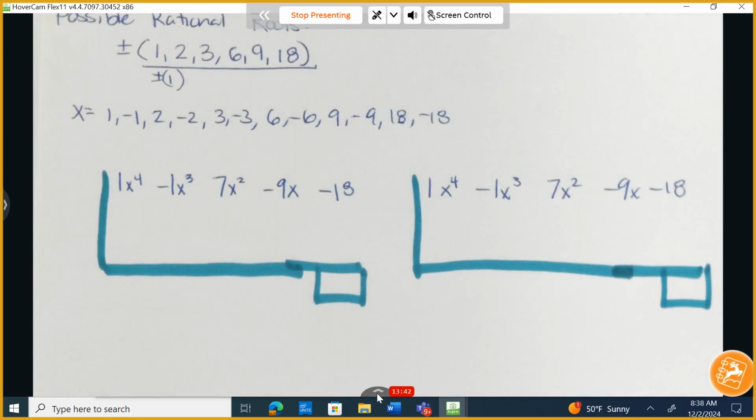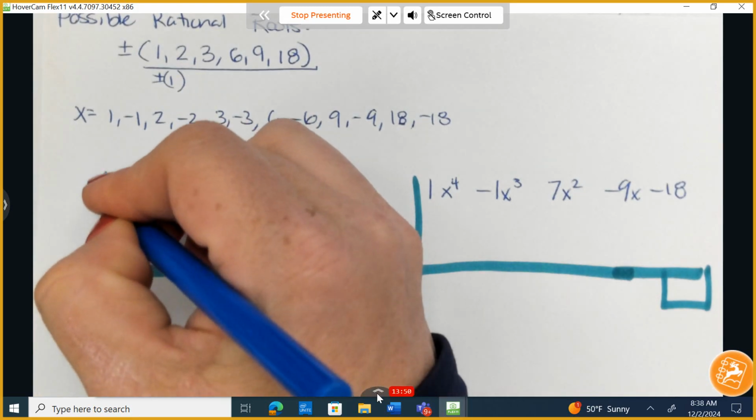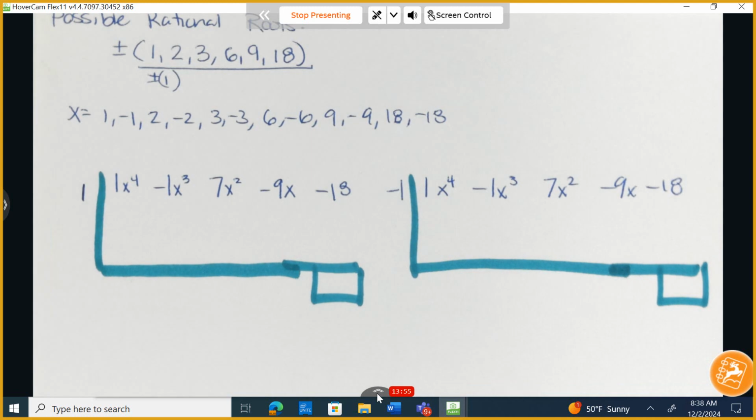Okay, are you ready? I want between you and your partner, unless your partner's like, I'm feeling really lost, I don't feel comfortable, then do them together. I want the taller person to test positive 1, and I want the shorter person to test negative 1. I'm going to do them at the same time, but I would like you to go ahead. Taller person test positive 1, see if it works. Shorter person test negative 1. And talk to your partner before you get started, because it's possible that your partner's like, I don't know what we're doing, can we do them together? That's just fine.